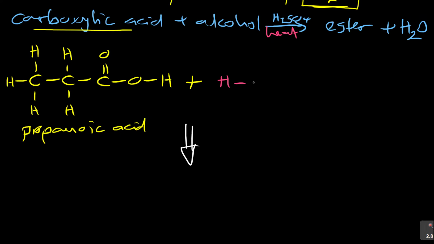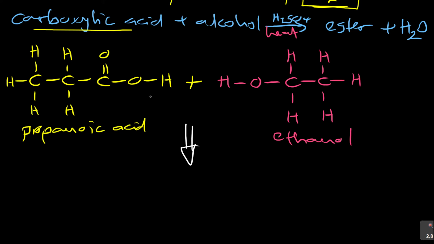It's H, O, C, H, H, C, H, H, and H. This is still the alcohol. We call this ethanol. Now we are saying this propanoic acid, which is a carboxylic acid, plus the alcohol ethanol, and then we said what is the reaction condition? It's H2SO4, and then also you might need heat. These are the reaction conditions.